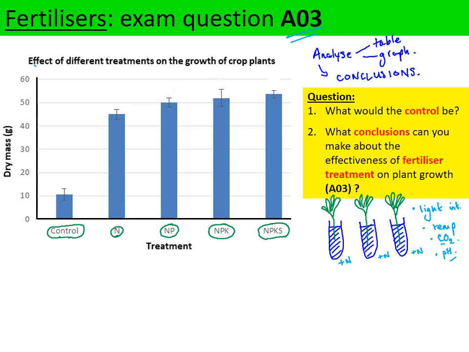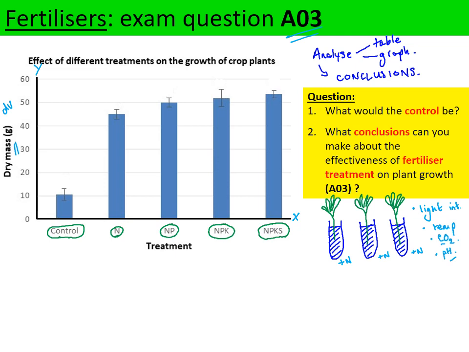So the y-axis going up the left-hand side, that's always the dependent variable. Okay, so the dependent variable that we measure. And in this case, it's the dry mass of the seedlings after a certain length of time. Now the x-axis along the bottom is always our independent variable. And we normally have 5 independent variables that we test, but it can vary. In this case, we've got a control, and then we've got our 4 different treatments.